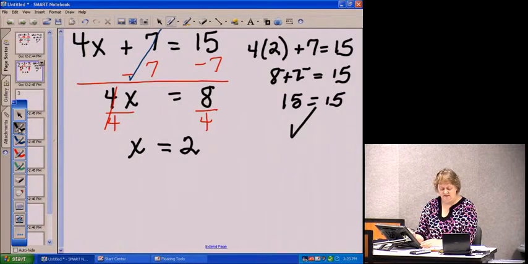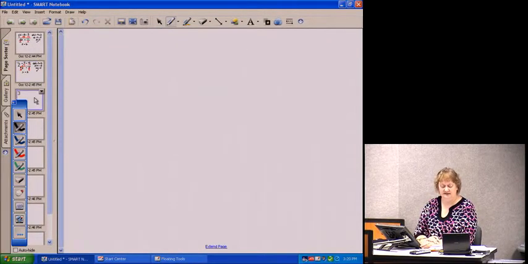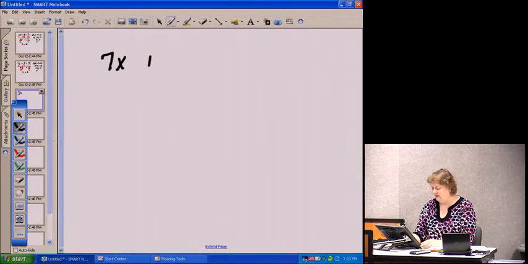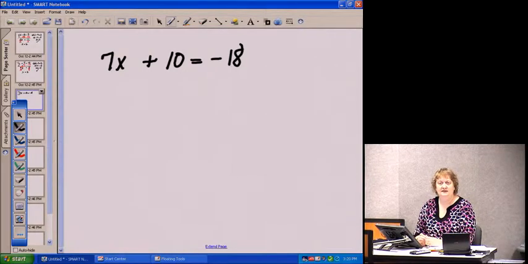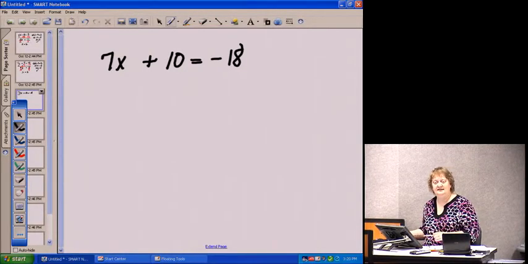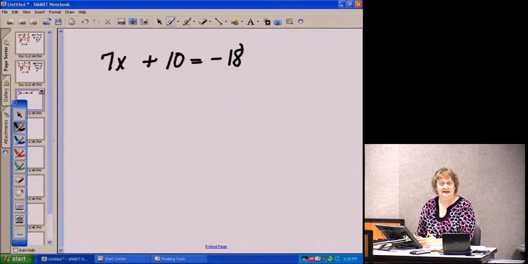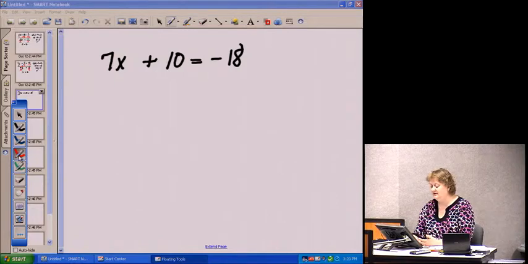Okay, let's look at another example, and let's add some negatives into this one. We have 7x plus 10 equals negative 18. As we look at this one, notice that the 7x plus 10, the first thing we want to do is to undo that adding 10. The inverse of adding 10 is to subtract 10. What we do to one side, we have to do to the other side.